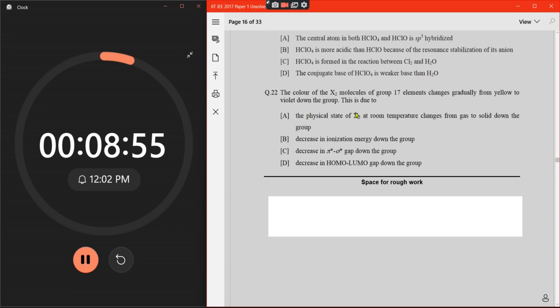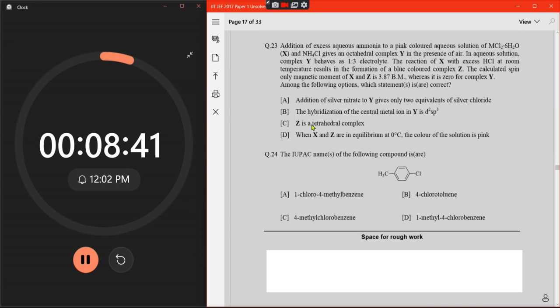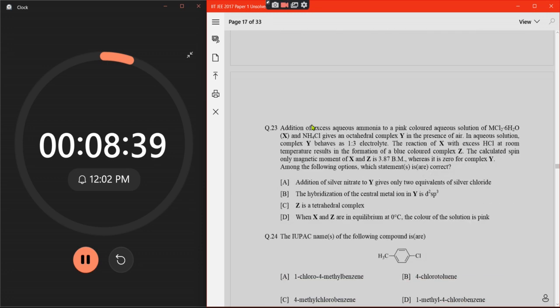Gas to solid down the group. Is that happening actually? It goes from gas to solid. Yes, actually it does. Usually that's ही होता है सभी groups में. Yes, as you go down, वो solid बनते जाते हैं, right? Yeah. Okay. So we don't know about this one.